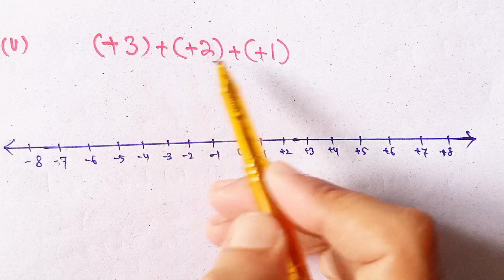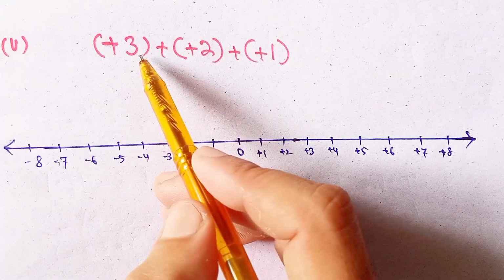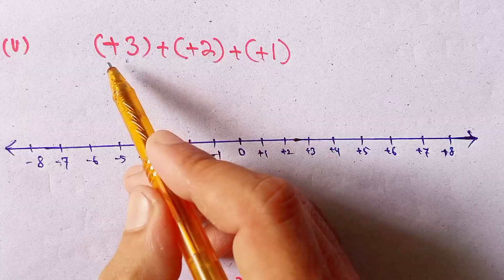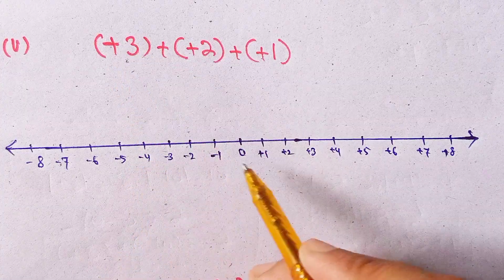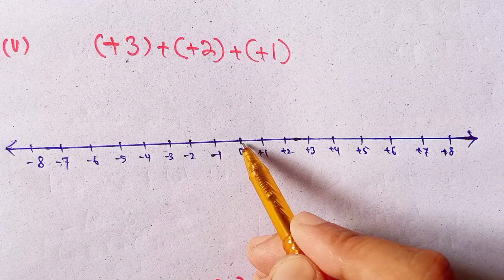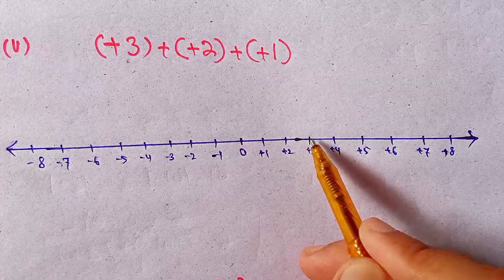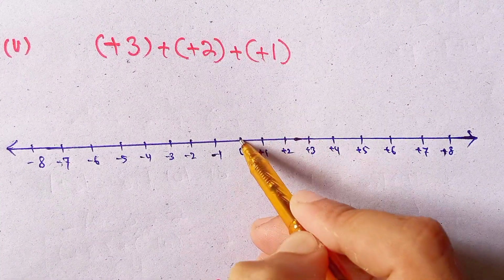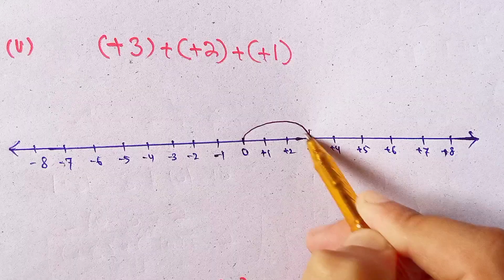Now we are going to add 3 positive integers, positive 3, positive 2 and positive 1. To represent positive 3 on the number line, I will consider 0 as the reference point and count 3 unit distance to the right on the number line. So this is 1, 2, 3. So this is the representation of positive 3 on the number line.